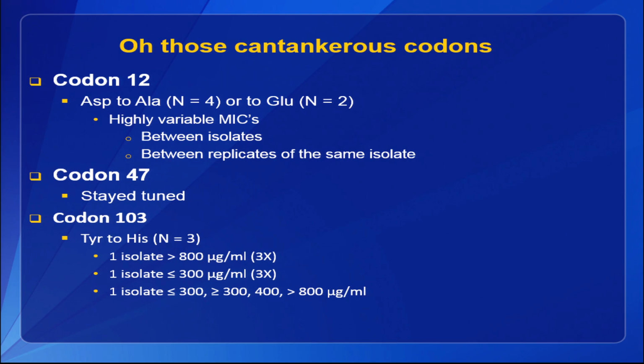That's the W strain, by the way, Barry. And codon 103 was a tyrosine to histidine. We had 3 of those, but you can see one isolate tested at greater than 800, one isolate tested less than or equal to 300 3 times, and one isolate was all over the place. We didn't have whole genome sequence at the time on these strains to see what other mutations they had. A lot of times you see a PNCA mutation that's the same mutation, and that's usually a good clonal marker. But codon 103 tyrosine to histidine is a more common mutation, if you can say that for any PNCA mutation.